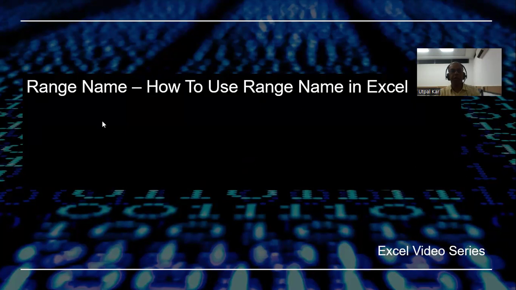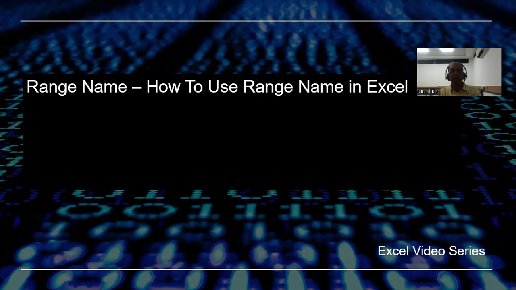Today's topic: how to use range name in Excel. Range name is a technique by which we can assign a user-defined name to a particular cell or a group of cells. That means a range name can contain either a single cell or multiple cell addresses.